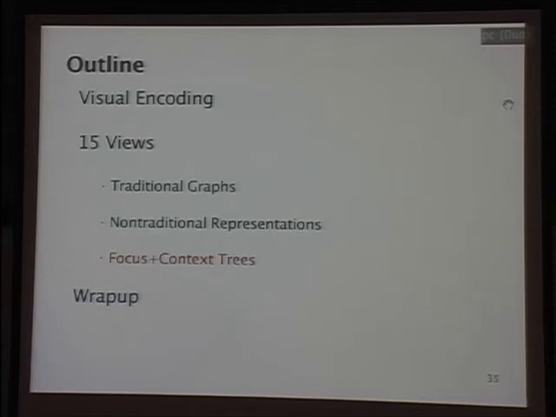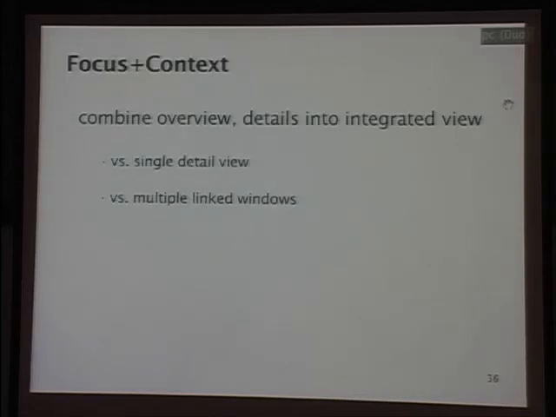And we're going to be focusing specifically on trees, although I'm going to sneak a little bit of gene sequences in there right at the end. And we're going to talk about this class of techniques called focus plus context. That's a buzzword from the infovis literature, which really means this idea that we're trying to combine information about an overview with information about details into some single integrated view.